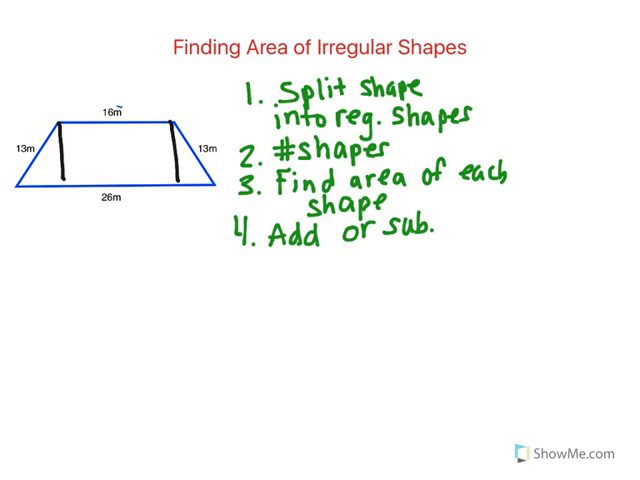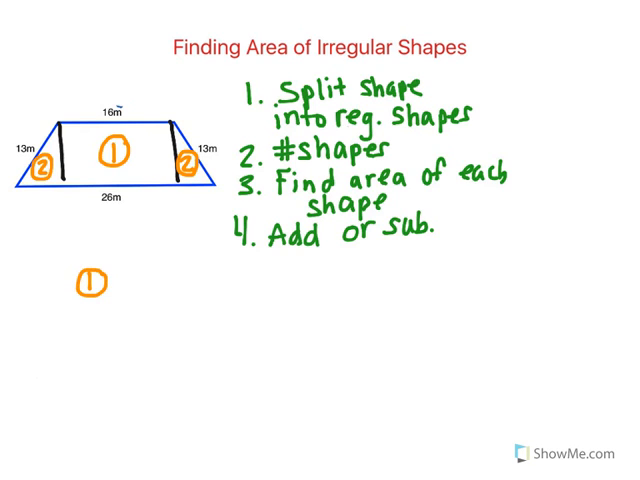So I've already split my shape into regular shapes. I've got a rectangle and I have 2 triangles. Now I'm going to go ahead and number my shapes. Now watch what I'm going to do. I'm going to label this number 1. But when I label this 2, I'm going to label this one 2 as well, because I'm noticing that they look like they're congruent and they look like they have the same dimensions. So because of that, I don't really need to do work for 2 different shapes. I just need to do it for 1 and then multiply by 2.